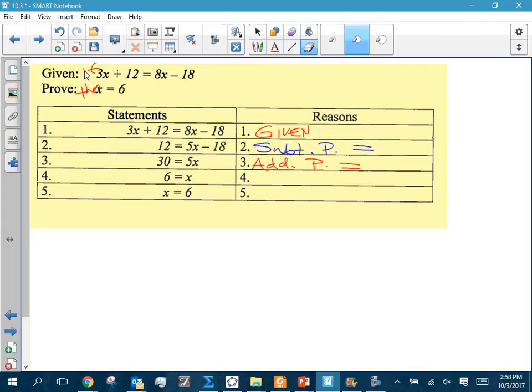So now we start with this as being our if statement, and that is our then statement. So if 30 equals 5x, then 6 equals x. What did they do there? Division. Good.